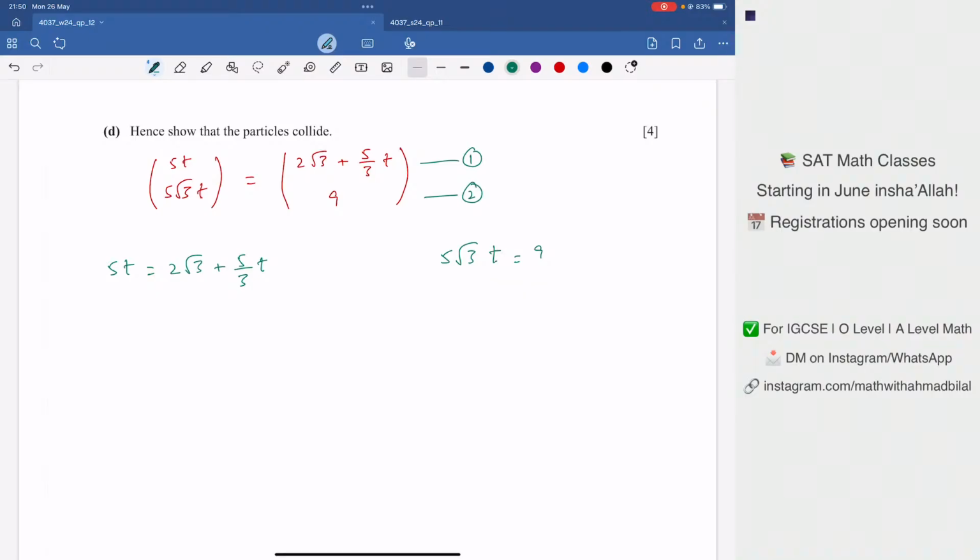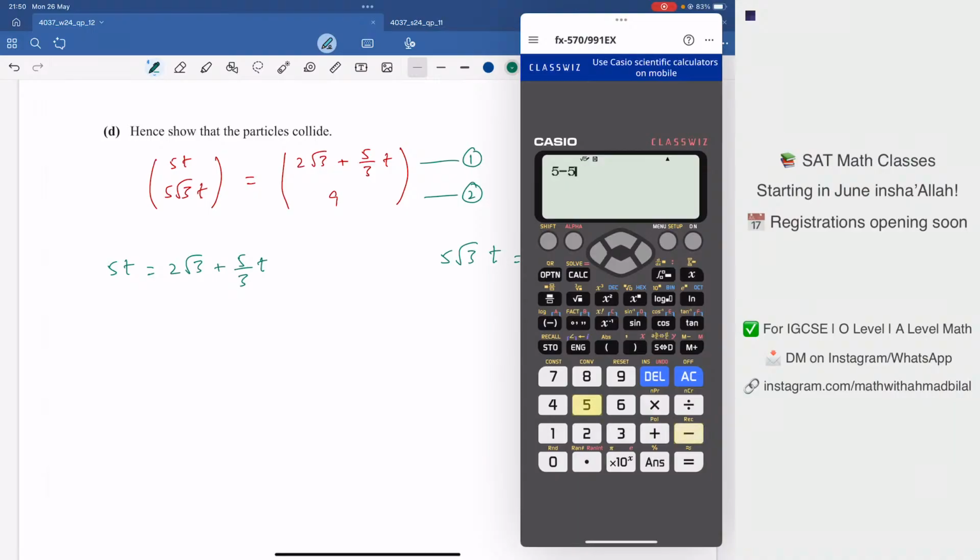Okay, now let's find the values of t that we get from this. From the first equation, we get 5 minus 5/3. What's that? 5 minus 5/3, 10/3. So that's 10/3 times t, that equals 2 under root 3. The value of t that we're getting from this is 2 under root 3 divided by that. And that's giving me 3 under root 3/5. This is one value of t that I'm getting.